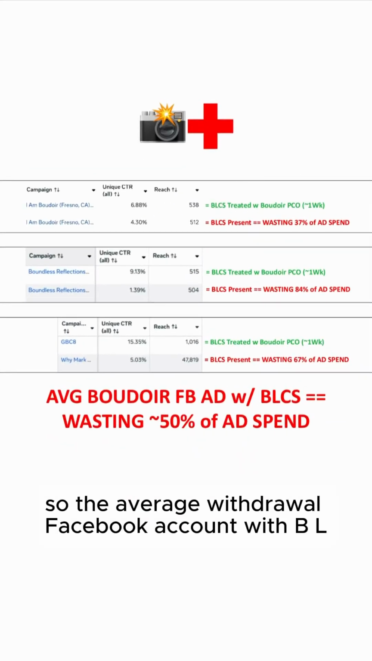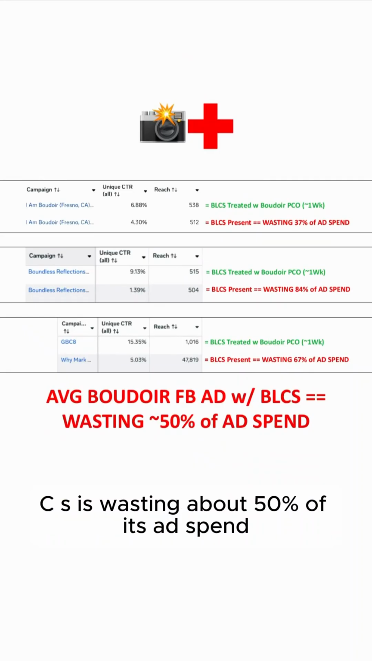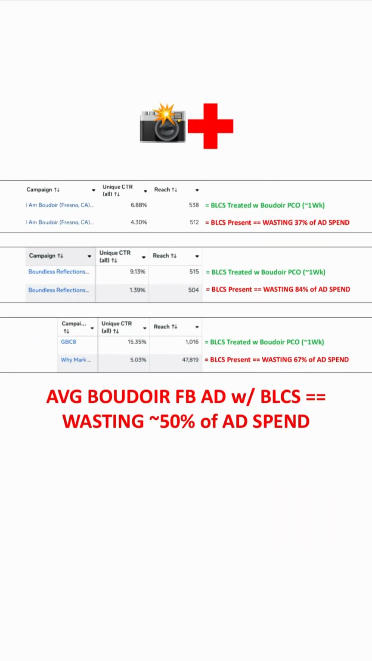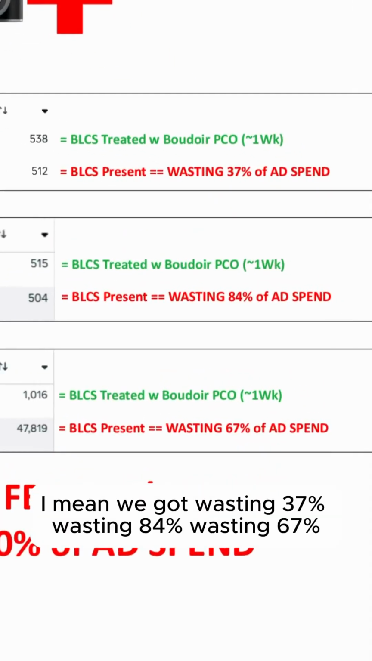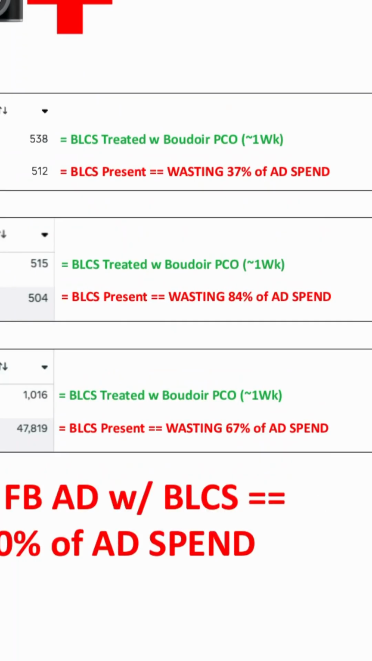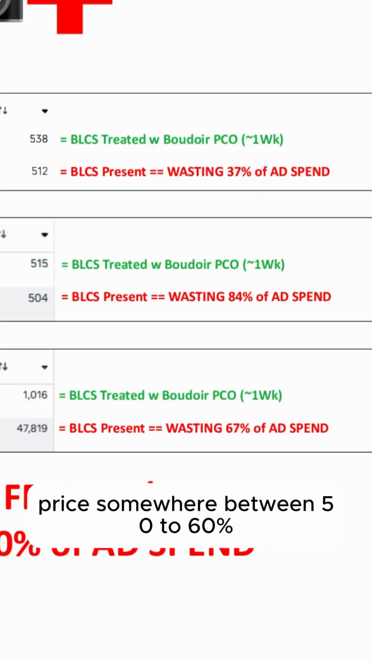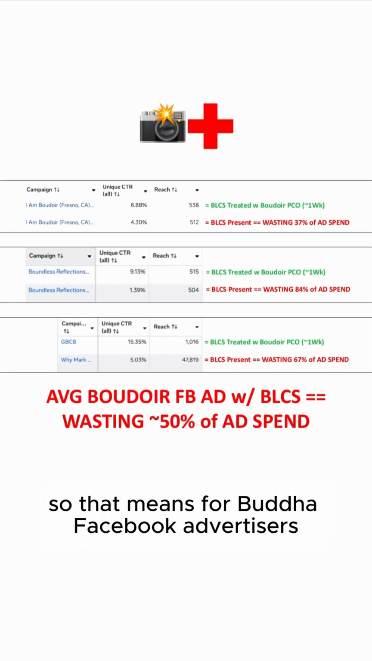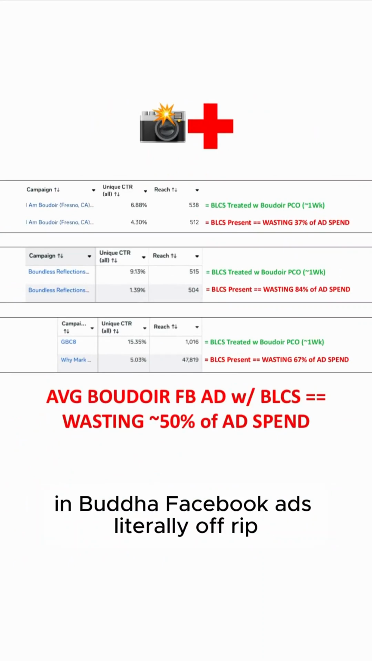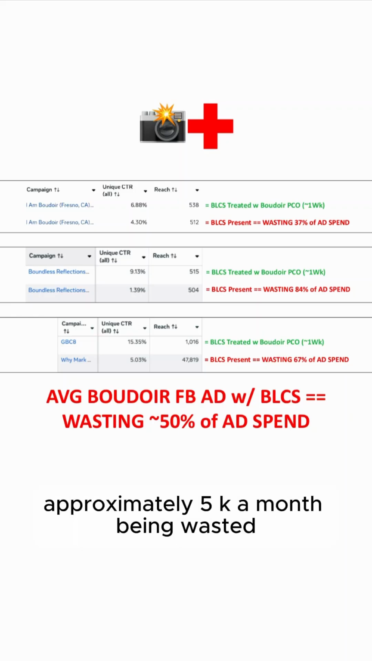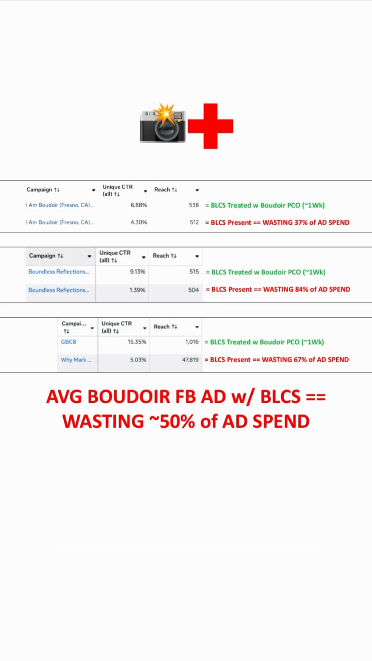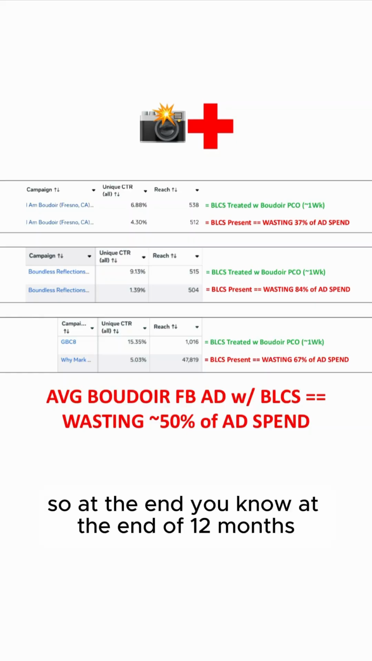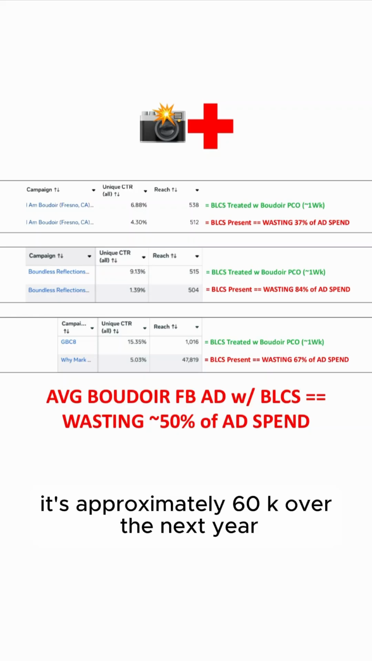So the average Boudoir Facebook ad with BLCS is wasting about 50% of its ad spend. So, look at the numbers right here. We got wasting 37%, wasting 84%, wasting 67%. Take the average of these numbers, probably somewhere between 50 to 60%. So that means for Boudoir Facebook advertisers spending more than 10 grand a month in Boudoir Facebook ads, literally off the rip, approximately 5K a month is being wasted, paid to Facebook for no benefit whatsoever. And that's every single month. So at the end of 12 months, it's approximately 60K over the next year.